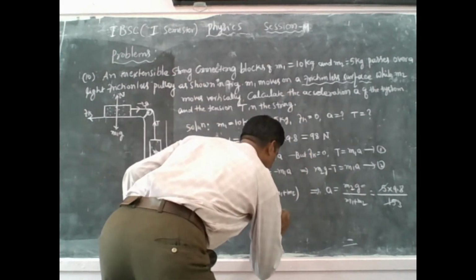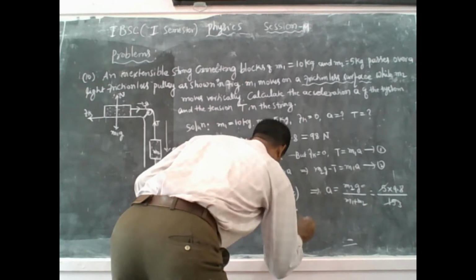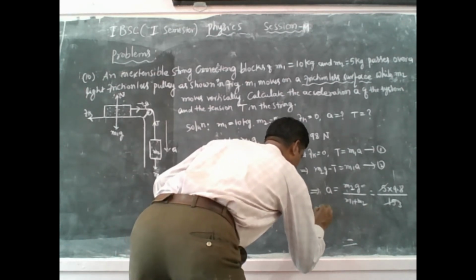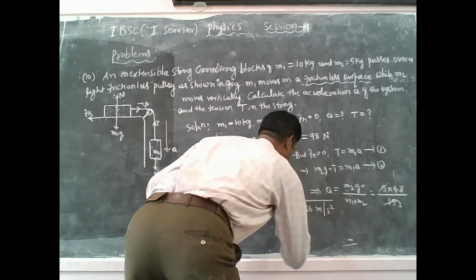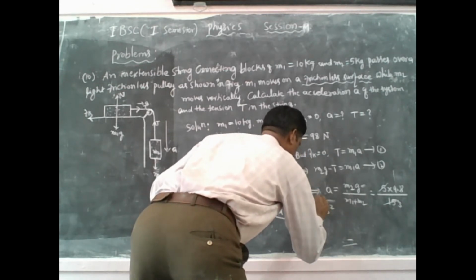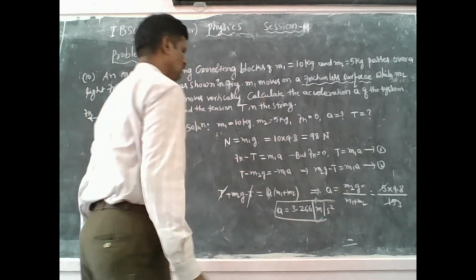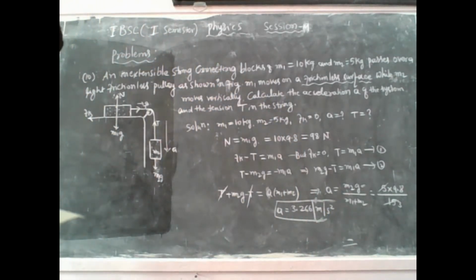3.26 meter per second square, isn't it? So this is the acceleration of the system. And what is the tension produced in the string?